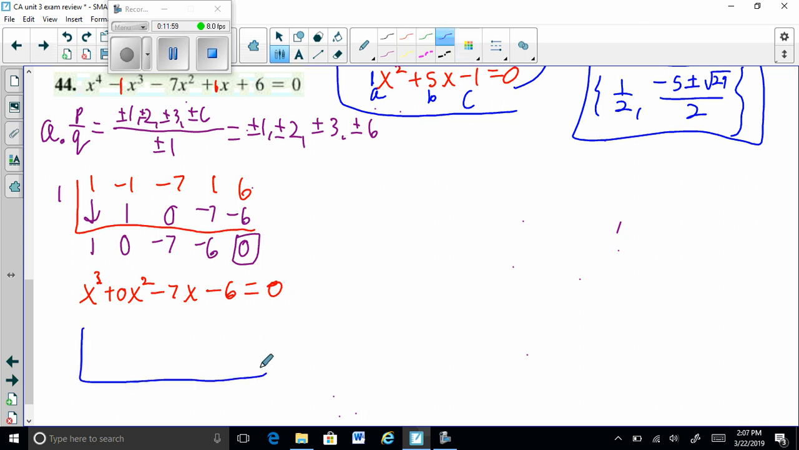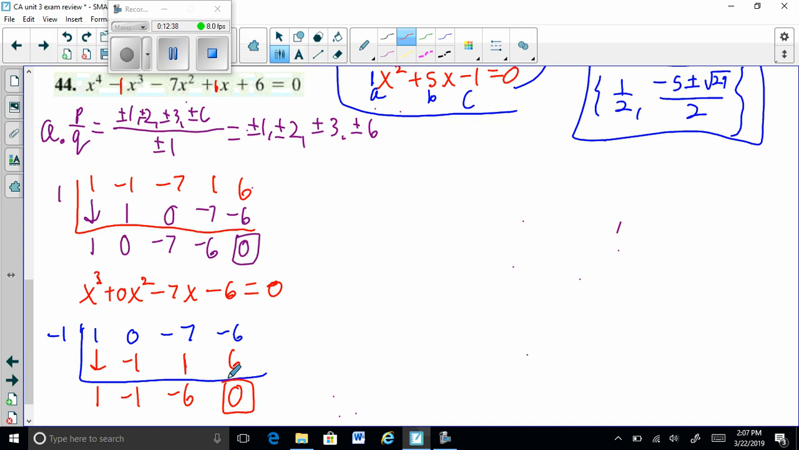So here we go. Let's see, I've got 1, 0, -7, and -6. All right, so I'm going to go ahead and try -1. So let's see if that works. So we drop the 1. 1 times -1 is -1. This adds up to -1. -1 times -1 is +1. This adds up to -6. -6 times -1, that gives me a +6. That adds up to 0. Yay! So the first two I tried worked.